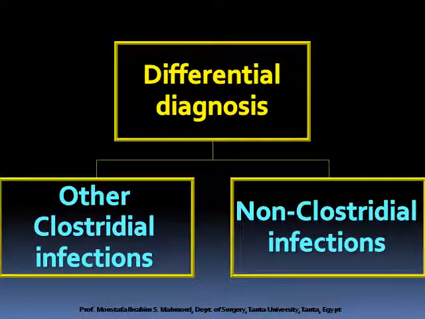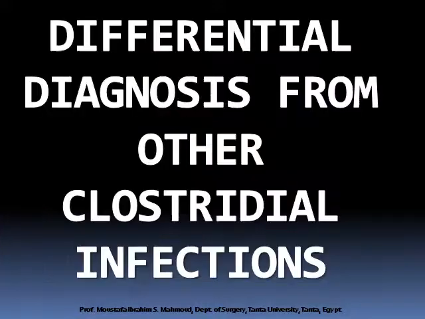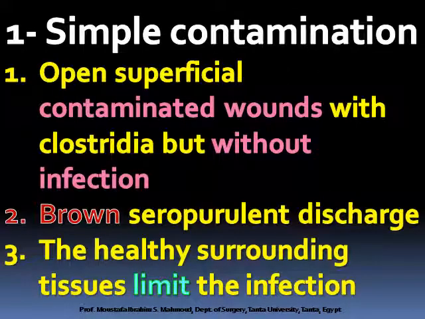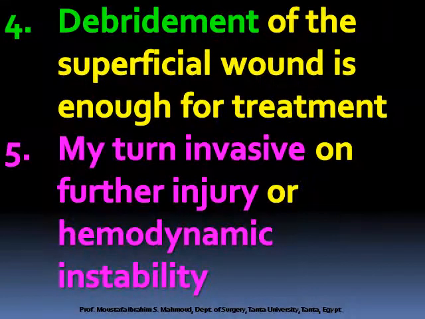Differential diagnosis from other clostridial infections and from non-clostridial infections. Differential diagnosis from other clostridial infections. Simple contamination: open superficial contaminated wounds with Clostridium but without infection. Brown seropurulent discharge. The healthy surrounding tissues limit the infection. The debridement of the superficial wound is enough for treatment. May turn invasive on further injury or hemodynamic instability.